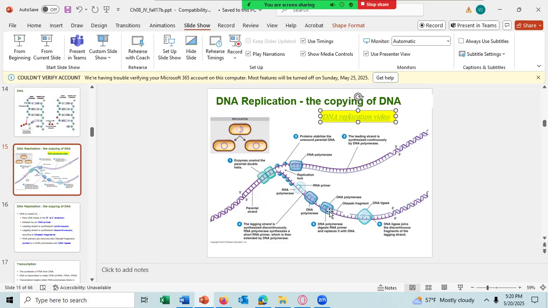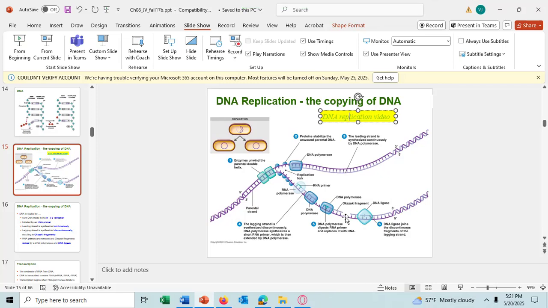Let me see, which way are we going here? So we're going this way. So this Okazaki fragment has to be linked to that Okazaki fragment. This Okazaki fragment has to be linked to that Okazaki fragment. And so ligase is working quite a bit on the lagging strand of DNA. Any questions about any of that?